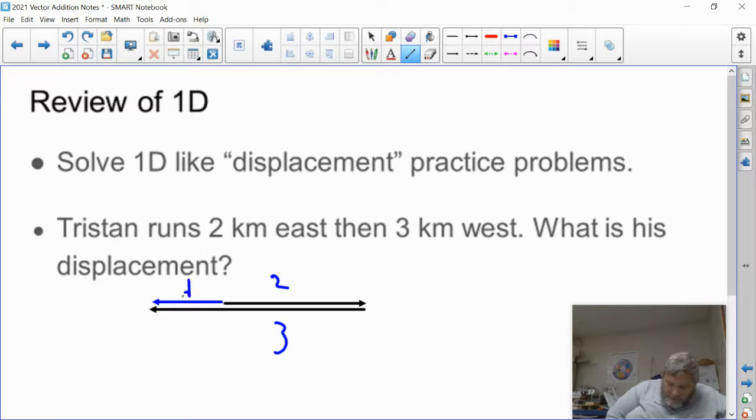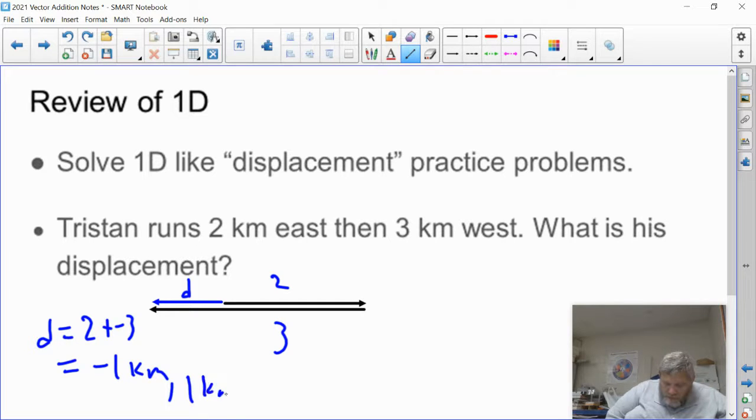That would be d, and d would be equal to, we'll say east is positive, so it would be 2 plus -3, and that would be equal to -1 kilometers, or 1 kilometer to the west. Okay. When you're doing this, if you have a ruler with you, it might not be a bad idea to use a ruler to draw the arrows, but you don't have to do that. Just try to draw reasonably straight lines.